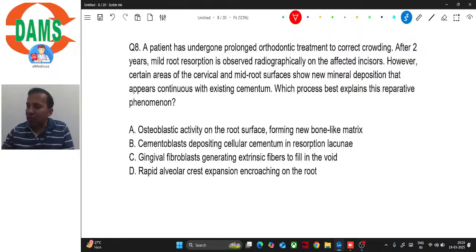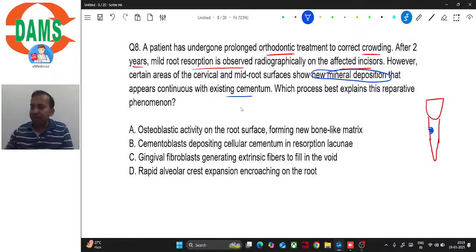A patient has undergone prolonged orthodontic treatment to correct crowding. After 2 years, mild root resorption is observed radiographically on the affected incisors. So, let's say the patient went for an orthodontic treatment and there was a resorption on the root. However, certain areas of the cervical and mid-root surface show new mineral deposition that appears continuous with existing cementum, right? So it is continuous with the existing cementum. Which process best explains this reparative phenomenon?